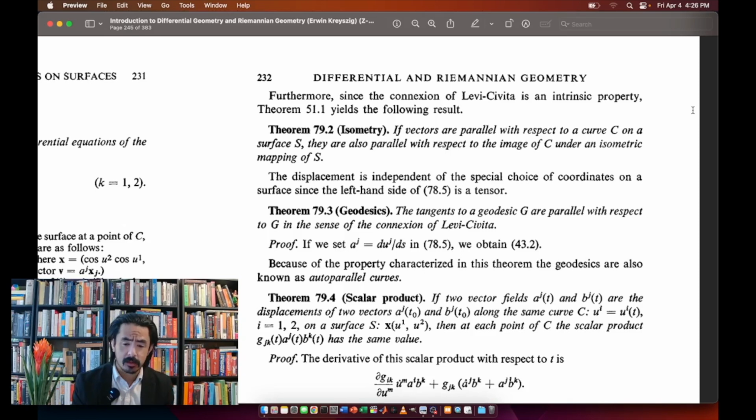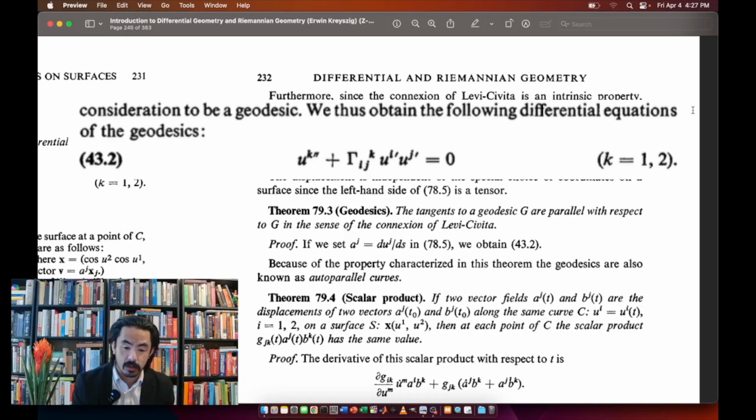We come to theorem 79.3, geodesics. The tangents to a geodesic capital G are parallel with respect to capital G in the sense of the connection of Levi-Civita. We have a little quick proof, which is as follows. If we set a superscript j equal to du superscript j over ds in the differential equations of the connection of Levi-Civita 78.5, we obtain 43.2, which I'm going to put on the screen.